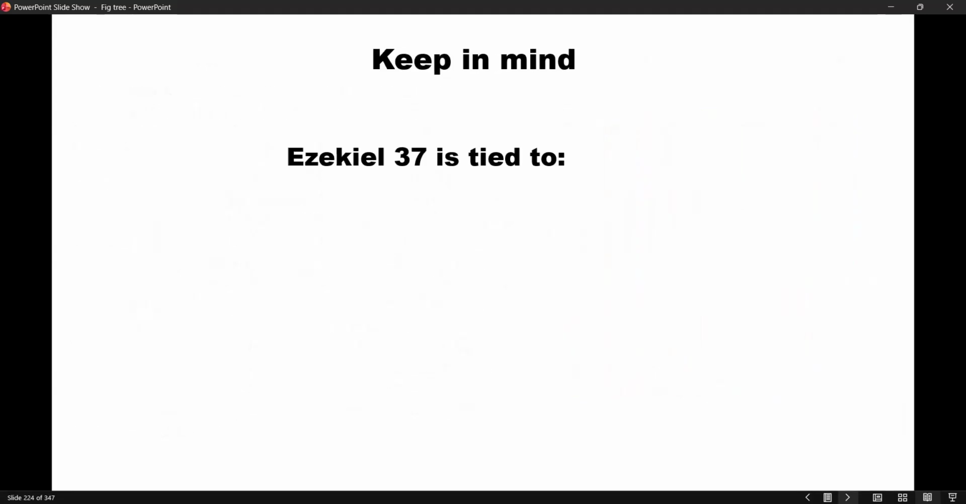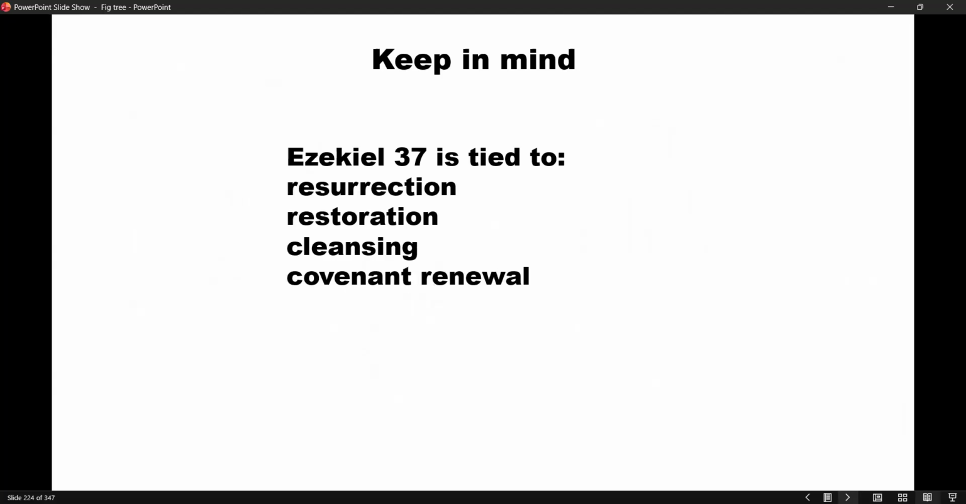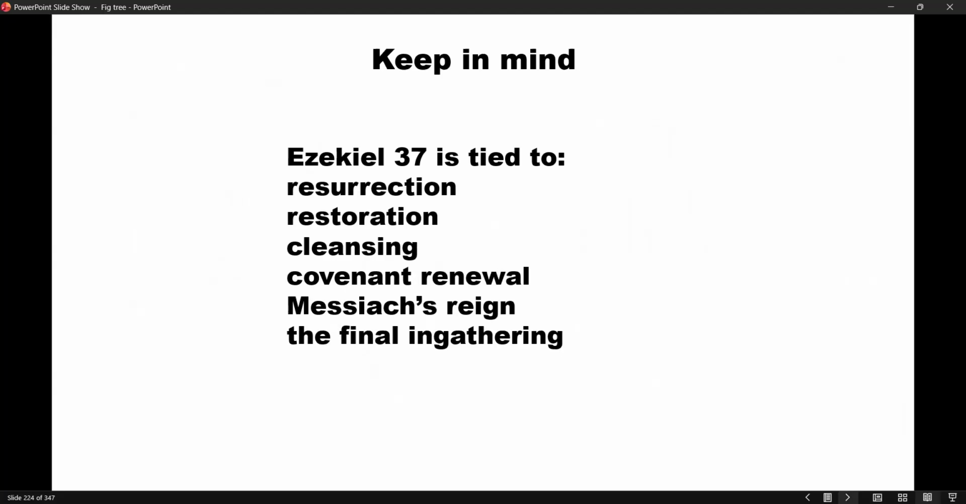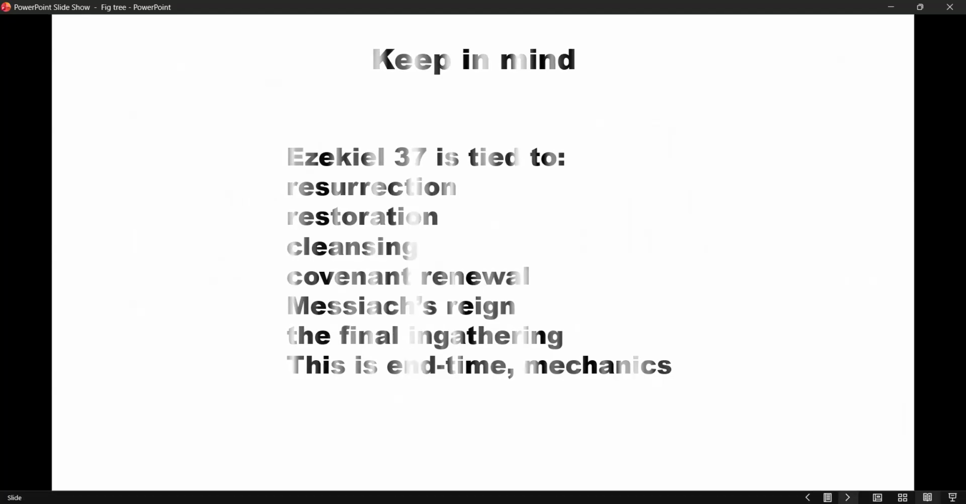Keep in mind, Ezekiel 37 is tied to resurrection, restoration, cleansing, covenant renewal, Mashiach's reign, the final ingathering. This is end time mechanics. This is the order that it has to be played out in. So again, this is why we search the prophets before we start dealing with the New Testament.